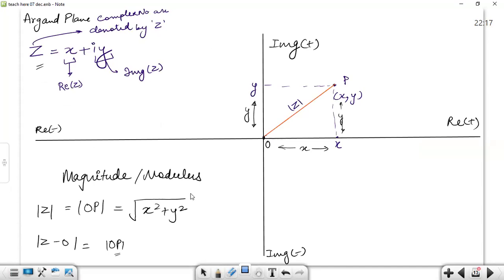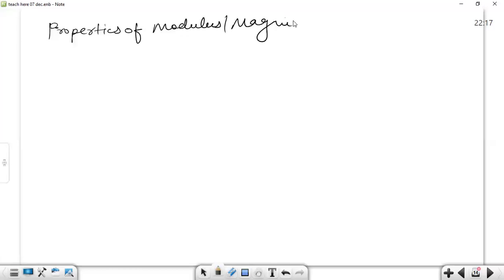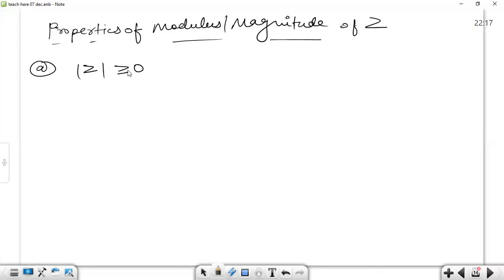So let's go back and understand what more properties of modulus are. As you know, modulus is a length. As we know, the modulus or magnitude of any complex number is length. So length can never be negative. It can be 0. So it's the case.